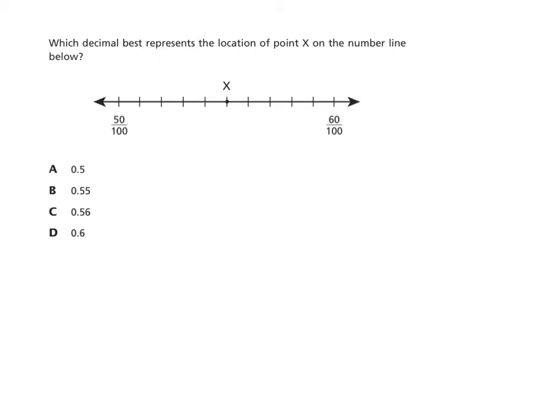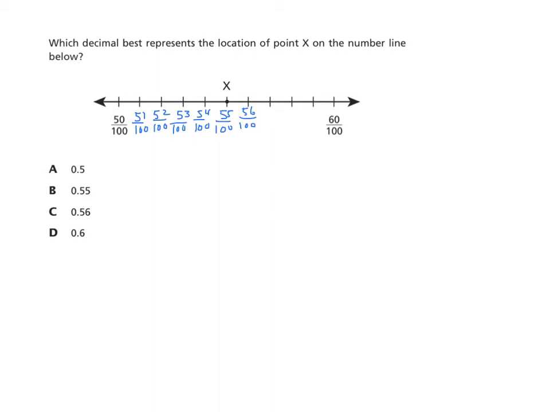Which decimal represents the location of point X on the number line? If I look at this, I see that I have 50 hundredths and 60 hundredths. And 1, 2, 3, 4, 5, 6, 7, 8, 9, 10 increments in between. So I can simply label this. This would be 51 hundredths, 52 hundredths, 53 hundredths, 54 hundredths, 55 hundredths. Make sure we're right, 56 hundredths.